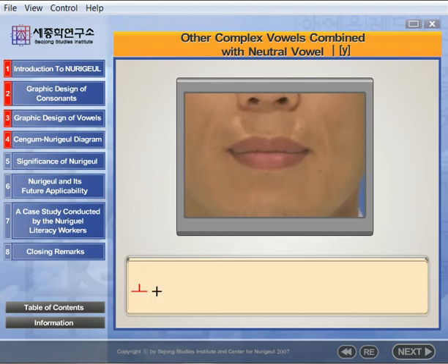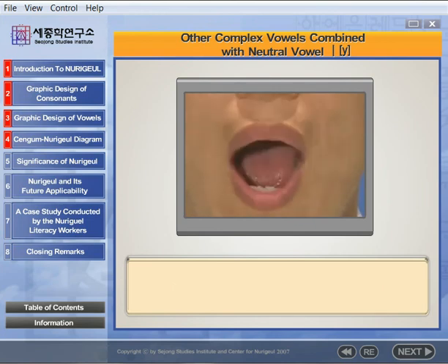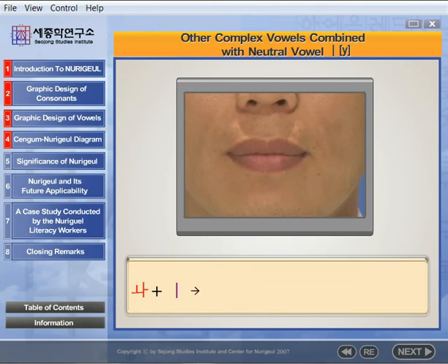오 plus 아 makes 와, as in what. 와 plus 이 makes 왜, as in wagon. 우 plus 어 makes 워, as in work. 워 plus 이 makes 웨, as in wet.